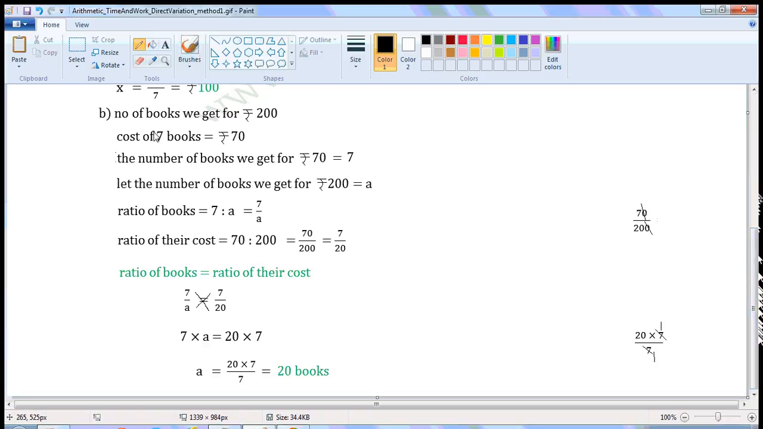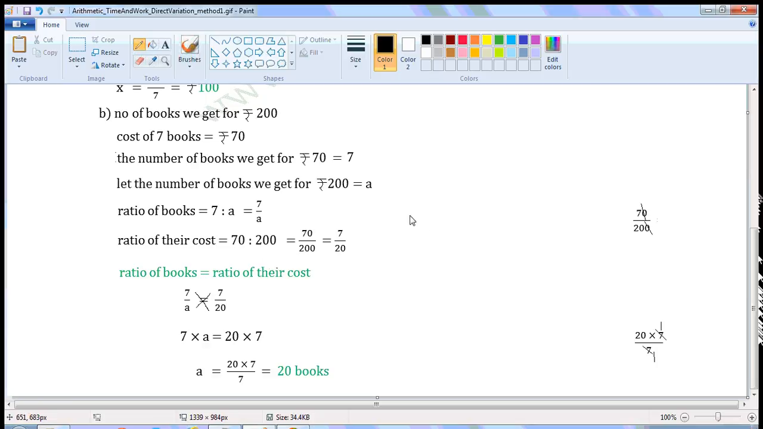Next one, number of books we get for rupees 200. Given cost of 7 books is equal to rupees 70. That is, the number of books we get for rupees 70 is equal to 7. Let the number of books we get for rupees 200 is equal to A. Ratio of books is equal to 7:A, or we can write it as 7/A. Ratio of their cost is equal to 70:200, or we can write it as 70/200.